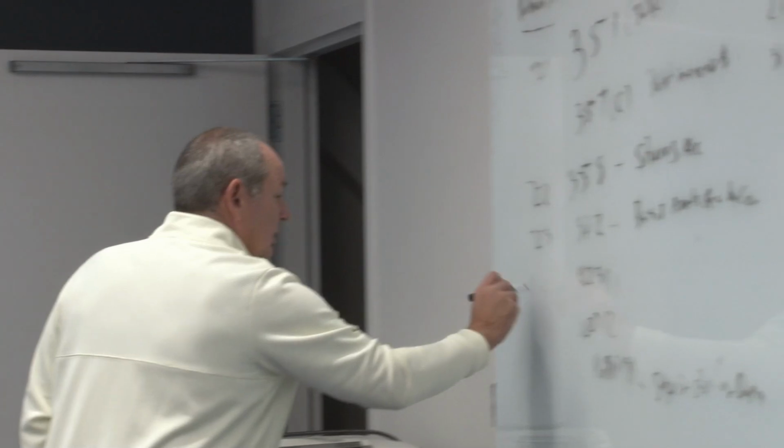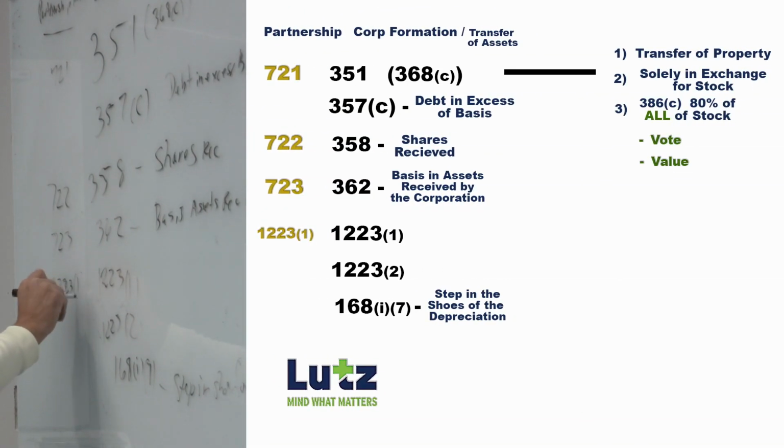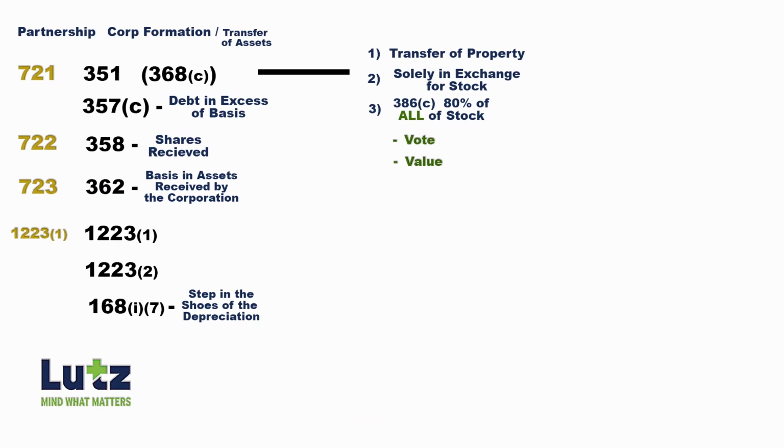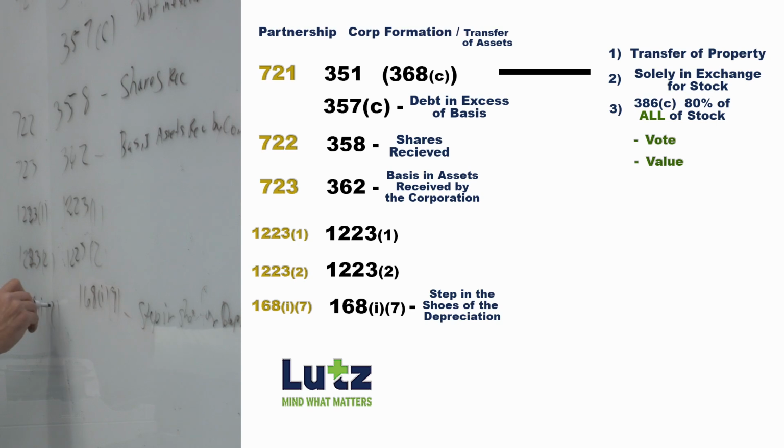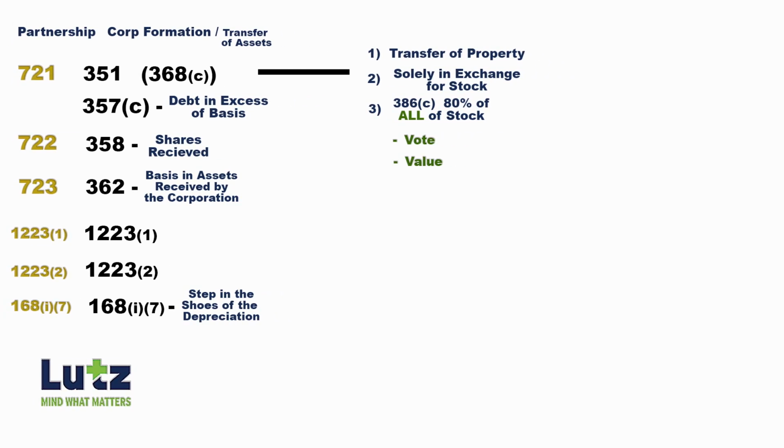So 1223.1 says that the holding period in the units received is equal to the assets transferred. 1223.2 is the holding period of the assets held by the partnership and the corporation, so those correlate. And 168 I-7, Sam, do you suppose that's the same for both? Yeah. It is. Okay? So there is some overlap in terms of sections that apply.